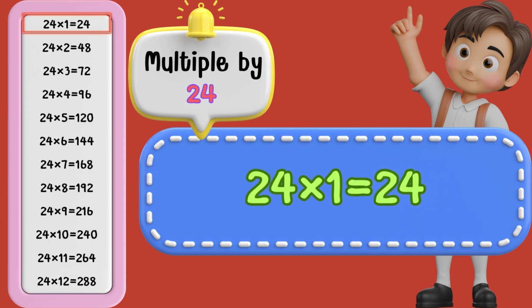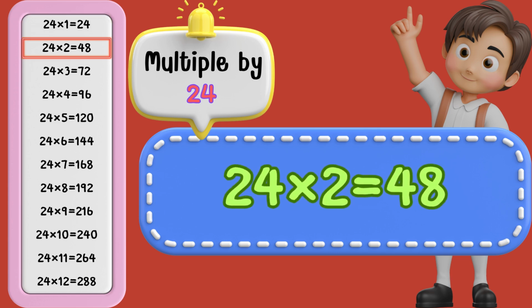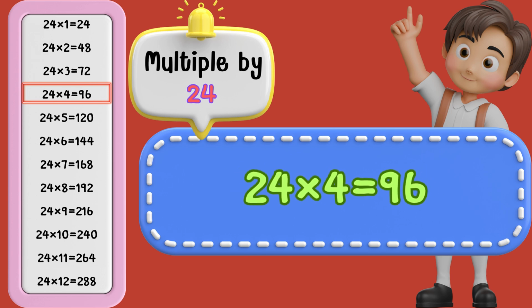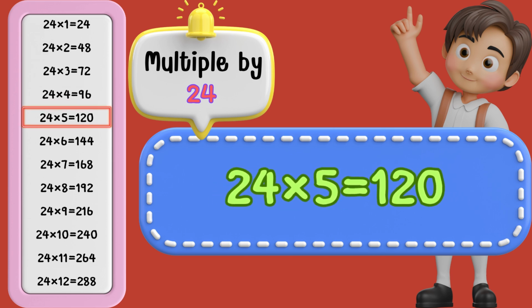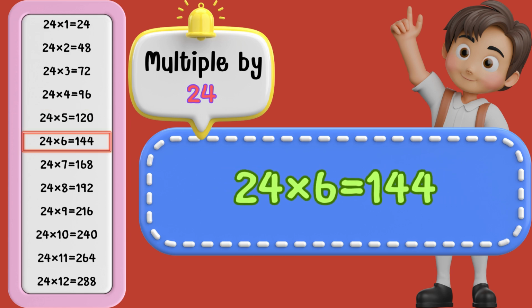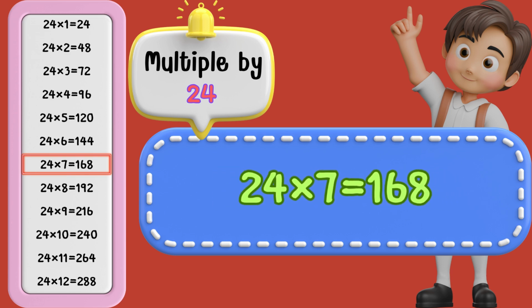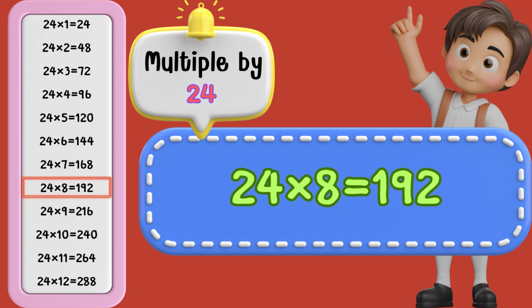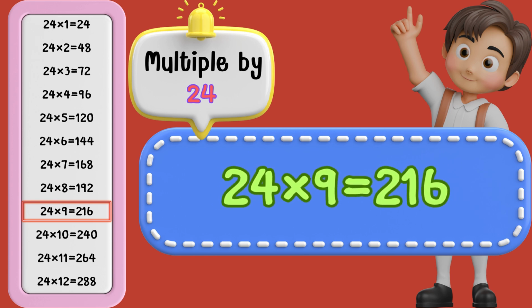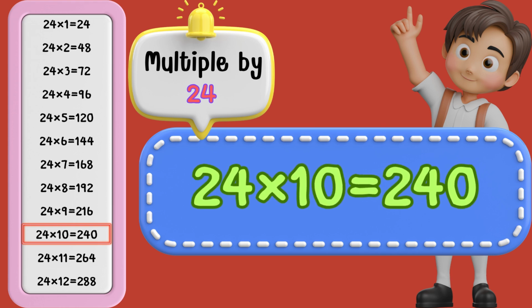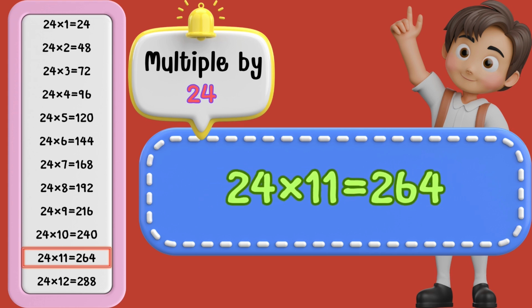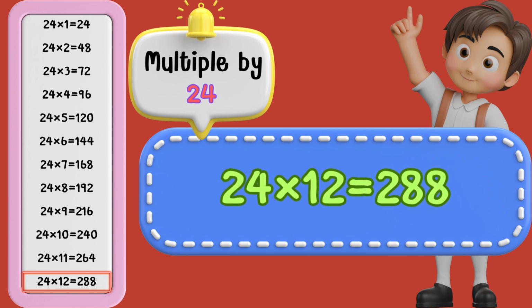24 times 1 is 24. 24 times 2 is 48. 24 times 3 is 72. 24 times 4 is 96. 24 times 5 is 120. 24 times 6 is 144. 24 times 7 is 168. 24 times 8 is 192. 24 times 9 is 216. 24 times 10 is 240. 24 times 11 is 264. 24 times 12 is 288.